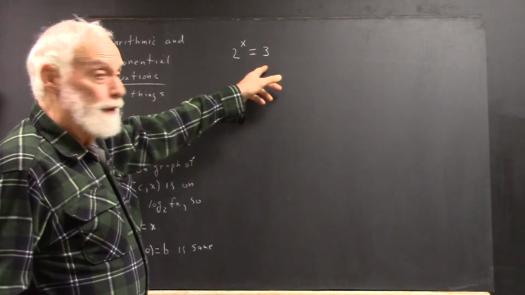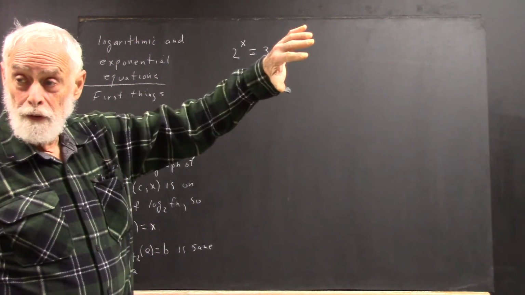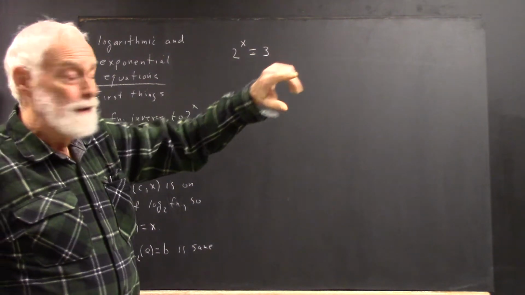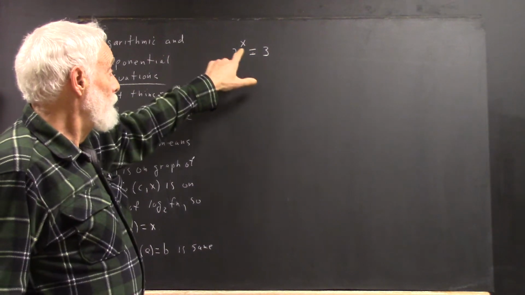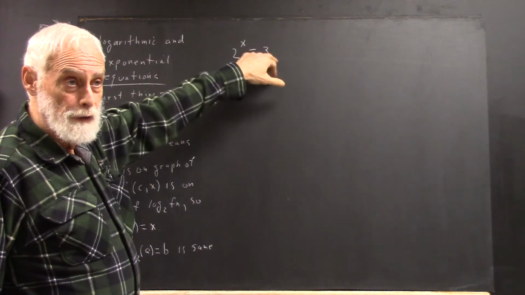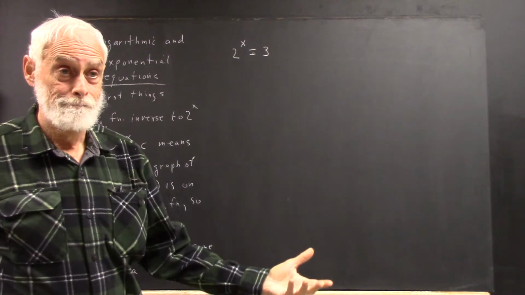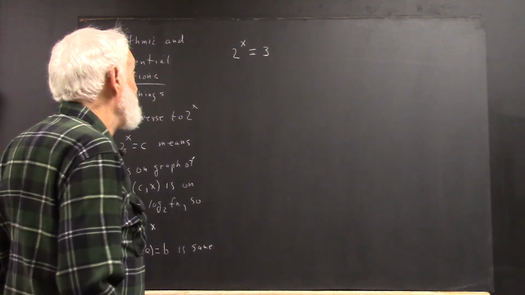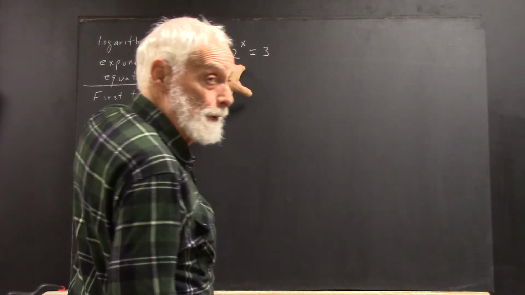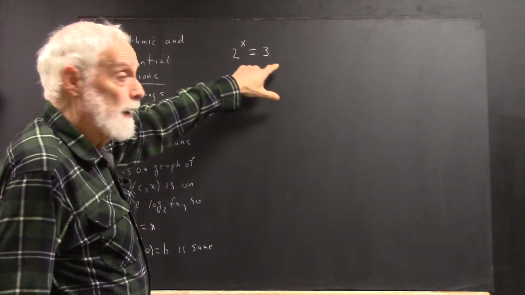But I think I asked you to draw the graph of the 2 to the x function and then estimate the value of x when y is 3, or solve the equation 2 to the x equals 3, same thing. Most people got 1.5. Okay? Well, that was a pretty good estimate. Now we want to move from estimates to actual solutions.